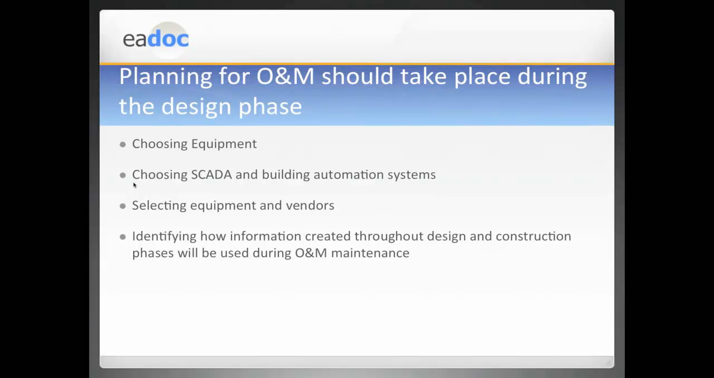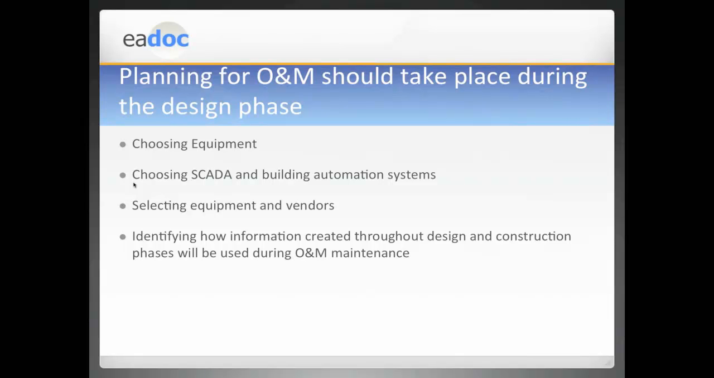Traditionally in the past, a lot of these projects, the planning has been done after the project's complete. During startup and testing, we'll turn the plan over to the operations and maintenance team and say, here's all the information, here's all your paper files, run with it. What you need to be doing is looking more during the design phase, when you're choosing equipment, choosing SCADA and building automation systems, selecting the equipment and vendors, and bringing that operations and maintenance team into those decisions.